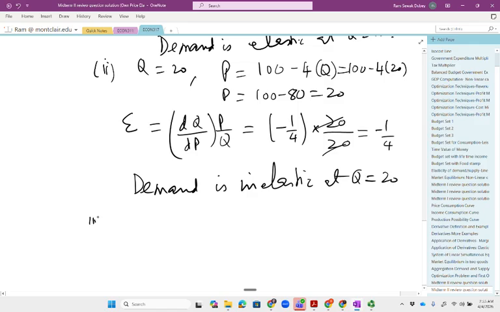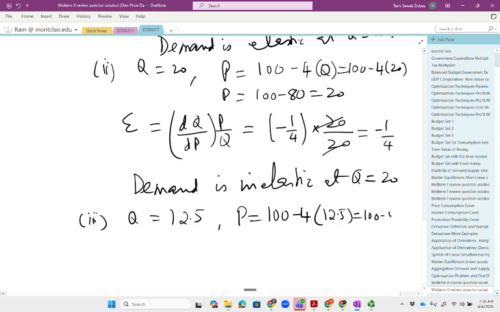The third part gives us quantity to be 12.5. Let me compute the price as before. 100 minus 4 times q, which is 12.5. So 4 times 12.5 is 50. So 100 minus 50, price turns out to be 50.